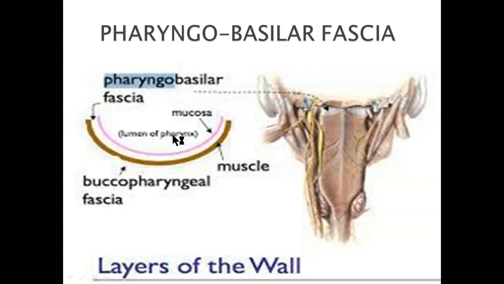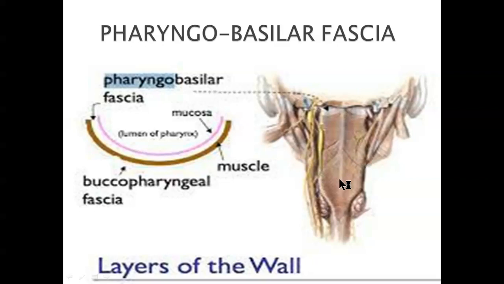So here we have buccopharyngeal fascia. Here we have the pharyngobasilar fascia. For the exam purposes, remember pharyngobasilar fascia is the one covering the inside, the inner layer of the pharynx. Buccopharyngeal fascia would be covering the outer part. That is also your buccinator muscle, the outer part of your pharynx. If it is the outer part, here would be the retropharyngeal space. So the retropharyngeal space would be posterior to your buccopharyngeal fascia.